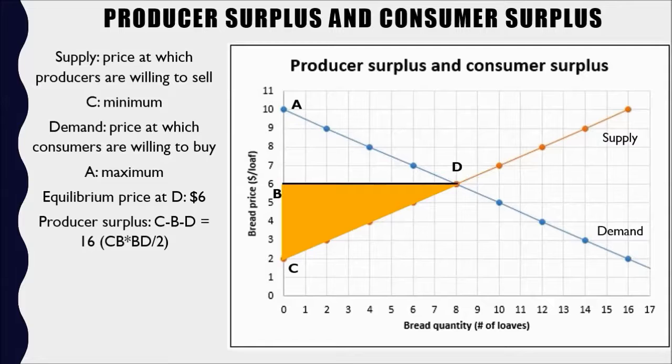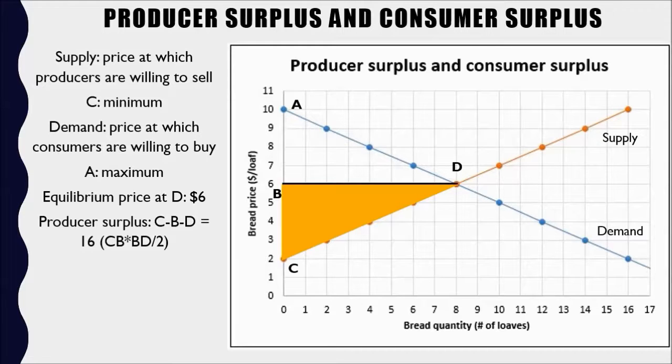In our case, the producer surplus is determined by the CBD triangle on the graph, which is colored in yellow and is equal to 16. You can get this number by multiplying the CB side by the BD side and dividing it by 2.